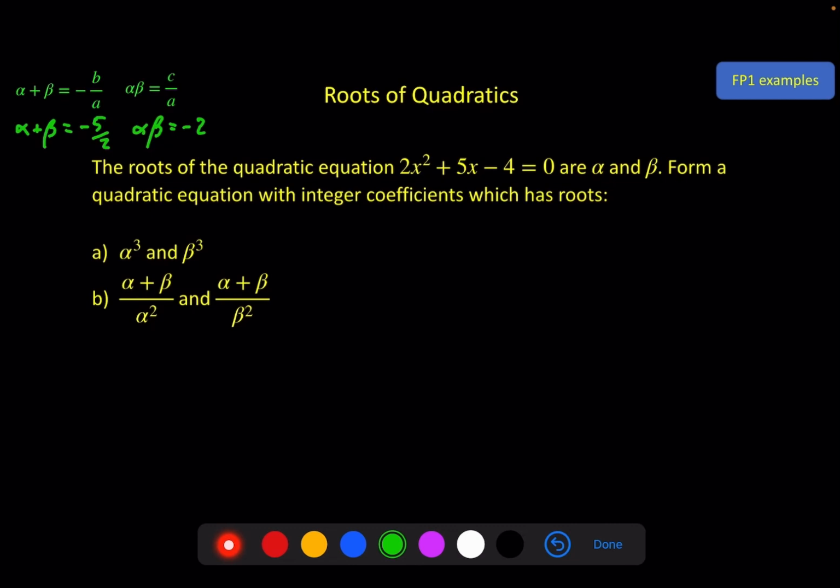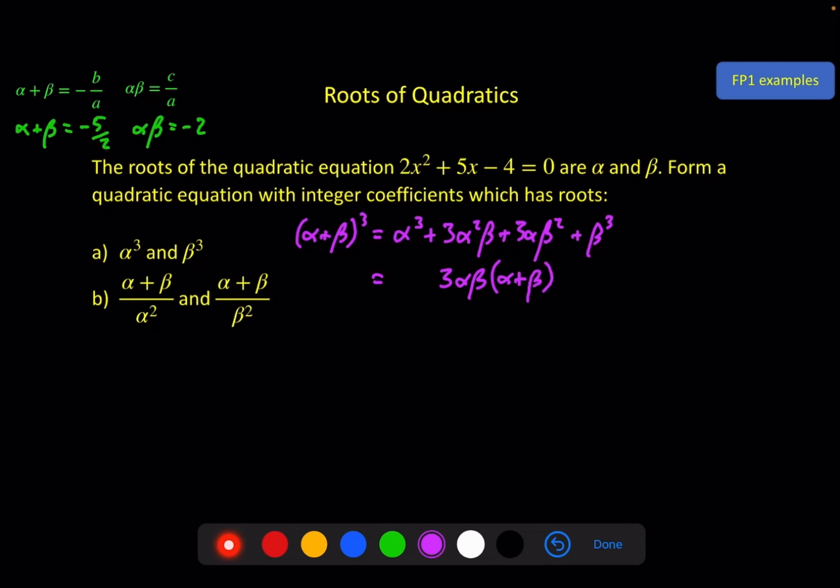Part A, we've got the cubic that I referred to in the previous video. We're going to need to expand out alpha plus beta cubed in order to relate alpha cubed and beta cubed, but there's a whole bunch of stuff in between as well. We get 3 alpha squared beta and 3 alpha beta squared. So to manipulate this to get alpha cubed plus beta cubed, we need to realize that we can factorize out 3 alpha beta here, which leaves us with alpha plus beta, both things that we know.